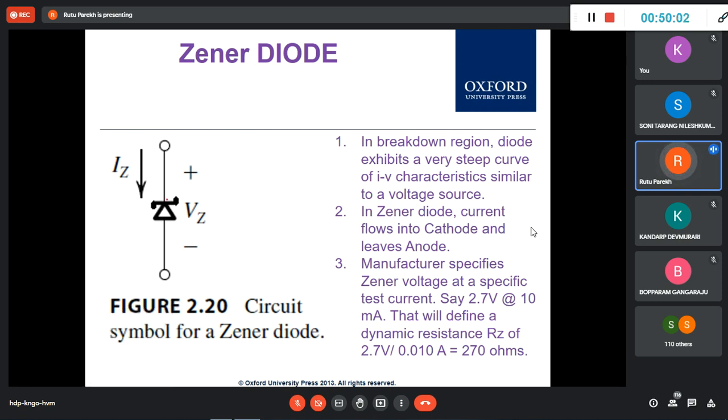Okay, so the direction. In the normal diode, this is the direction of the flow of the current, right? So it will flow this way. This is breakdown, so this is in the opposite direction. So for the Zener, the current flows in this direction, right? So this is anode, this is cathode, this will flow from cathode to anode. In normal, it is anode to cathode.